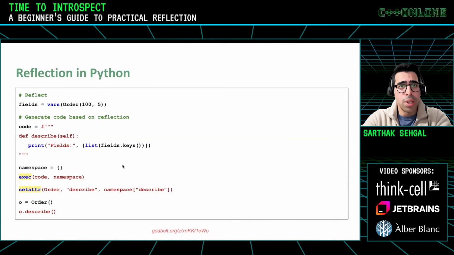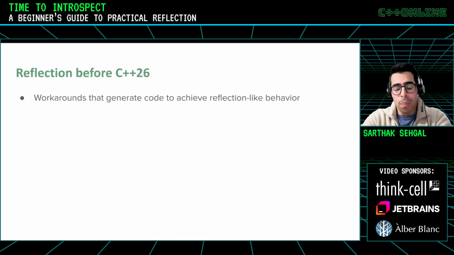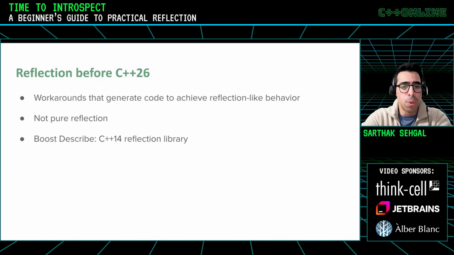Now, having looked at reflection in Java and Python, let's have a look at how reflection would work pre-C++26. Before C++26, there wasn't exactly pure support for reflection. There were some workarounds that generated code to achieve reflection-like behavior. So it wasn't really pure reflection, and you might have come across a very famous C++14-based reflection library by Boost called Boost Describe.